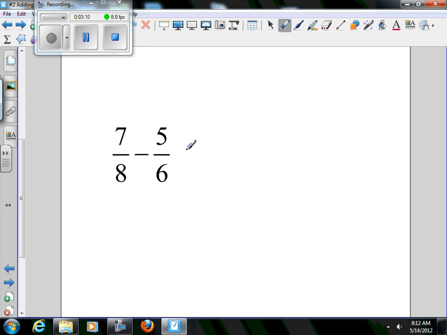Let's continue with the next fraction. 7/8 minus 5/6. We are looking for a common denominator. The smallest number that both 8 and 6 will go into would be, again, just like the last problem, 24. 8 goes into 24 3 times. 3 times 7 is 21. 6 goes into 24 4 times. 4 times 5 is 20.